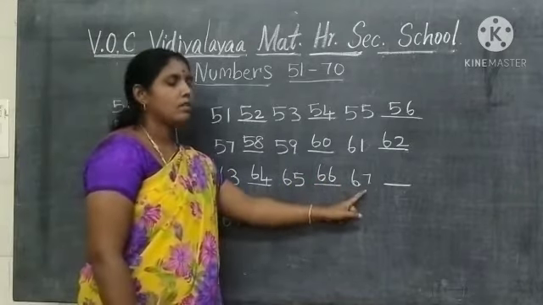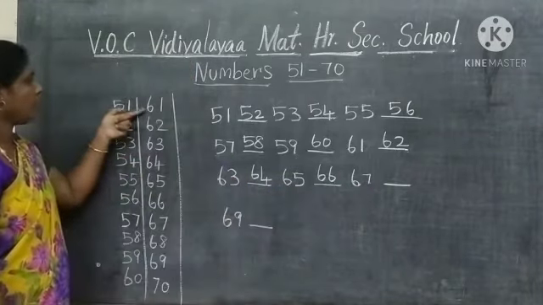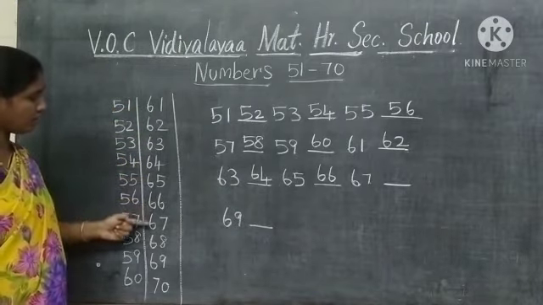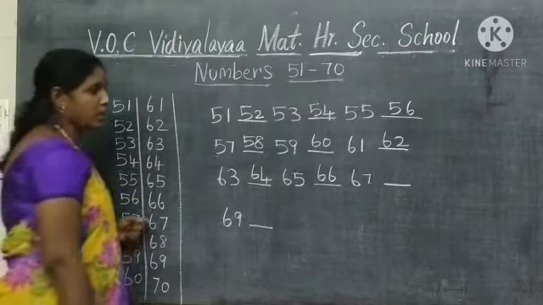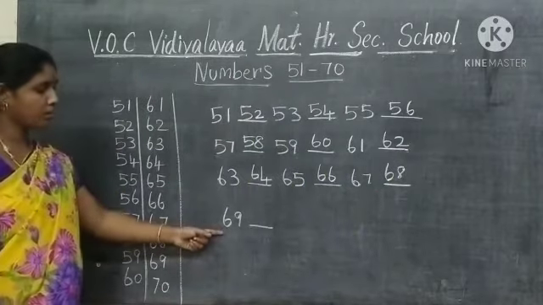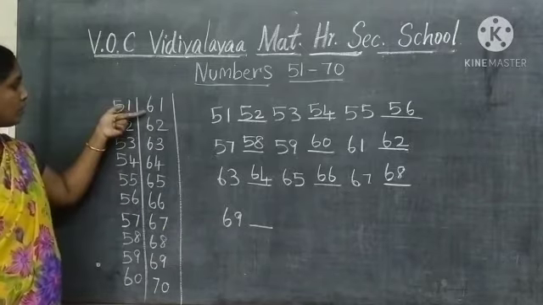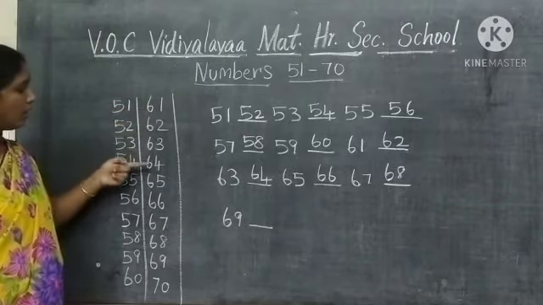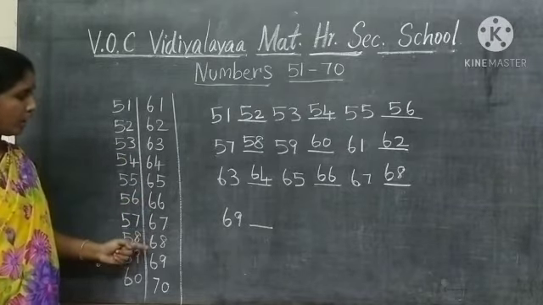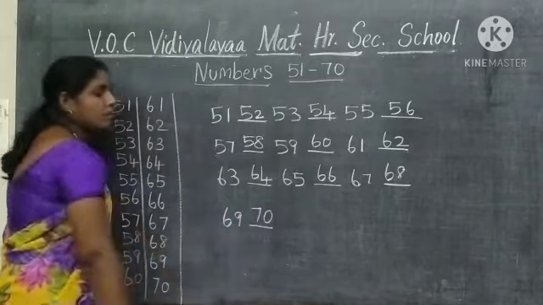What number is this? 67. 61, 62, 63, 64, 65, 66, 67, 68. So, here we are right. Number 68. What number is this? 69. 61, 62, 63, 64, 65, 66, 67, 68, 69, 70. I'm going to write here number 70.